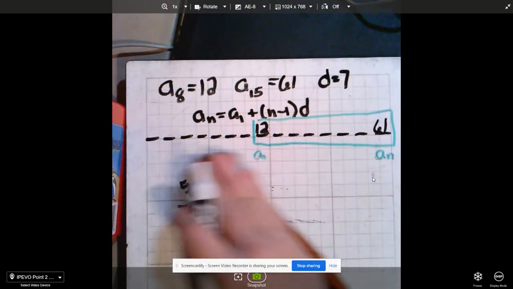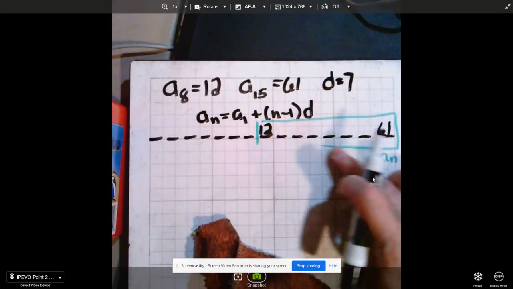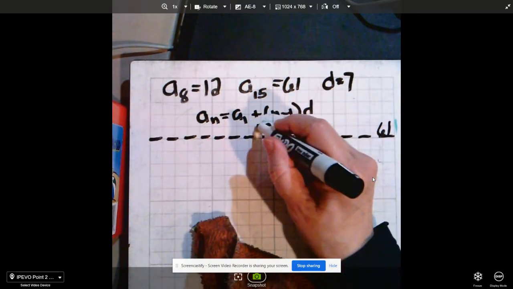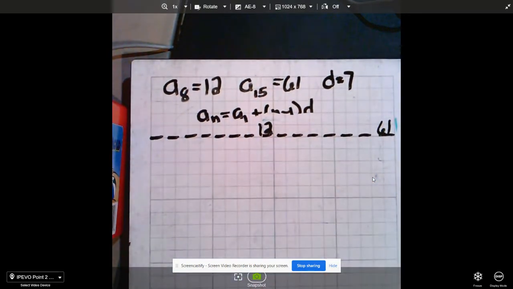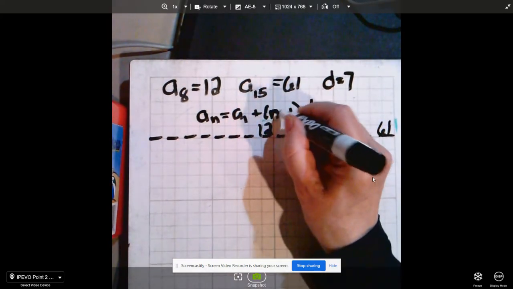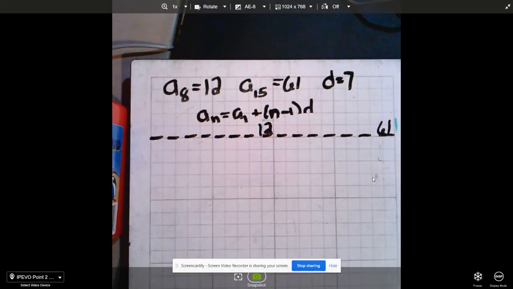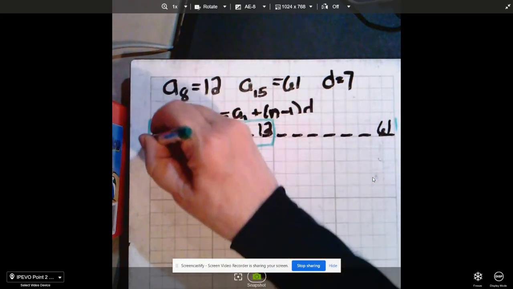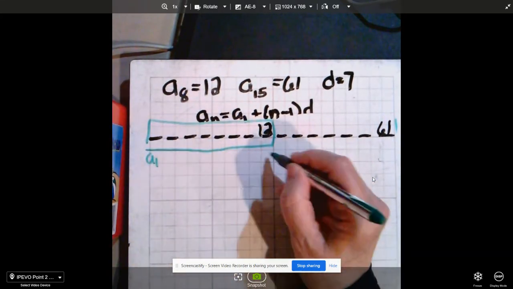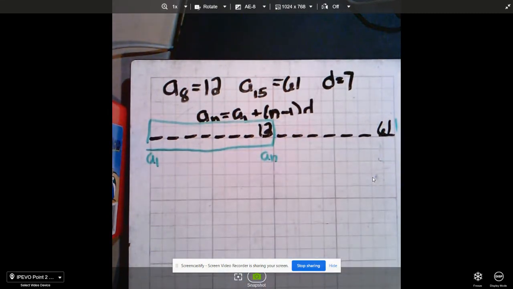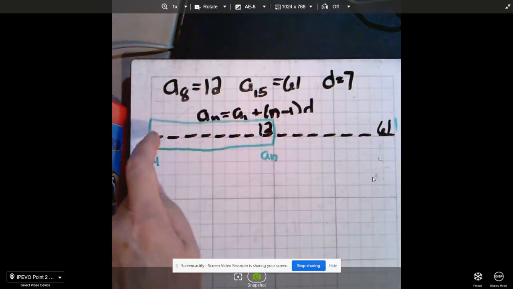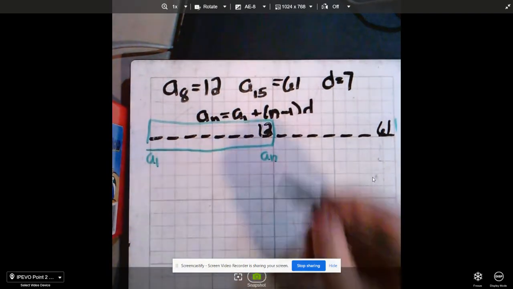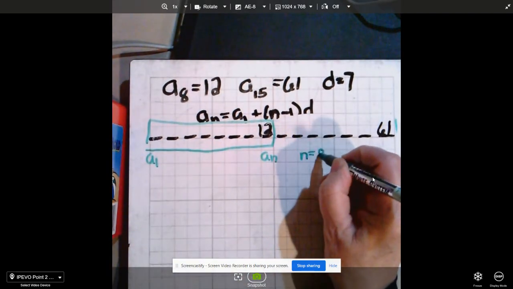That's great. So now I have to think about, well, what is A1? Well, now instead of thinking about this as my sequence, oops, I kind of erased, I can now think about this as my sequence. And now I'm going to say, well, that's my A1 and this is my AN. Well, if I'm considering this, then I've got 1, 2, 3, 4, 5, 6, 7, 8 numbers. So in this case, N would be 8.